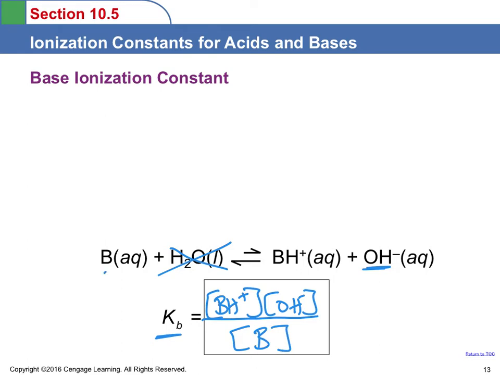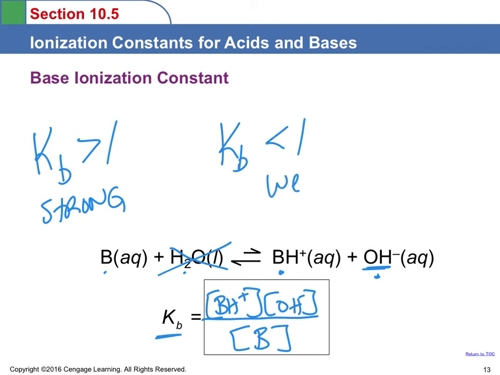So that base is placed in water. It is accepting a hydrogen ion and producing hydroxide. So it fits both the Arrhenius base definition because I'm producing hydroxide, as well as the Bronsted-Lowry definition because it's accepting the hydrogen ion or the proton. So here's your Kb equation. Just like with Ka, if Kb is greater than 1, it's strong. If Kb is less than 1, it's weak. And we can rank strongest to weakest: bigger Kb, stronger; smaller Kb, weaker.